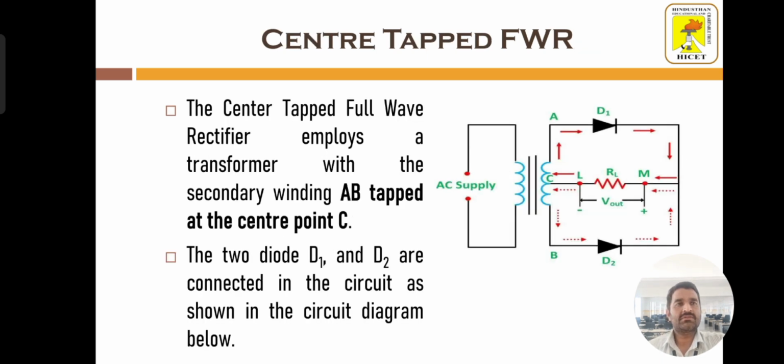There are two types of full wave rectifier. The first type is the center tap full wave rectifier and the second type is the bridge rectifier. In the center tap rectifier, we have a tapped transformer. This AB is the secondary side of the tap changing transformer with the center point as C. It will have two diodes, D1 and D2, as shown in the circuit diagram.